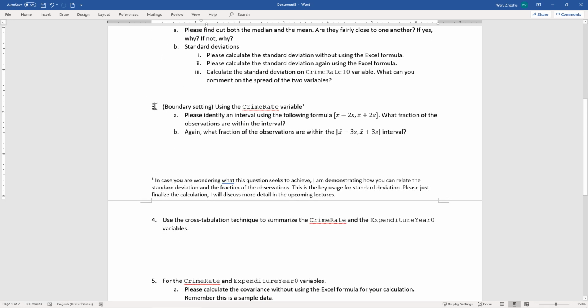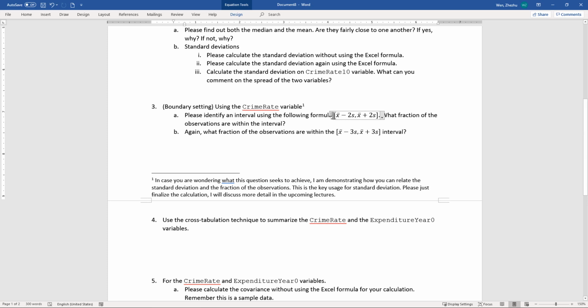And number 3 is a little bit special, but don't panic. Okay? So using the crime rate variable, please identify an interval. You need to identify an interval using the following formula. Okay, look at the formula. The lower bound, the beginning value of this interval, is the average minus 2 sample standard deviations. The ending value is the average plus 2 sample standard deviations. So you will have a much smaller value, and you will have a much larger value there, okay?